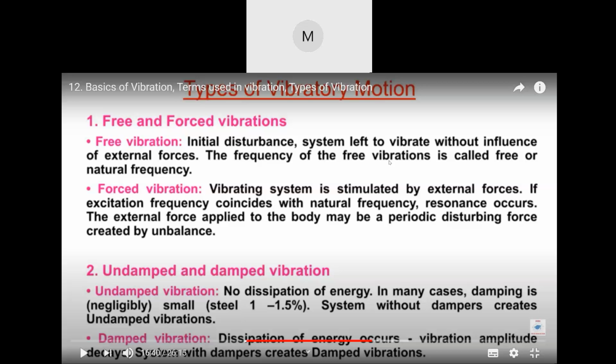Undamped means the body cannot dissipate. Dissipate means cannot transfer the energy to the bottom or to the ground or something else. Okay, so this is the difference between undamped and damped and free vibration and forced vibration. This we are going to study in detail.